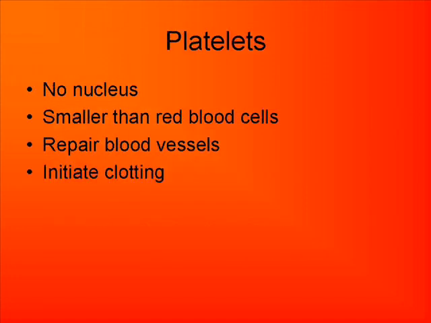Alright, now we've talked about red blood cells and white blood cells, but the other type of cell that was mentioned at the very beginning of this lecture were platelets or thrombocytes. Now, these are involved in the process of blood clotting. Just like the red blood cells, they do not have a nucleus. They're actually much smaller than red blood cells. And because they're involved in the process of clotting, these are the things that repair your blood vessels.